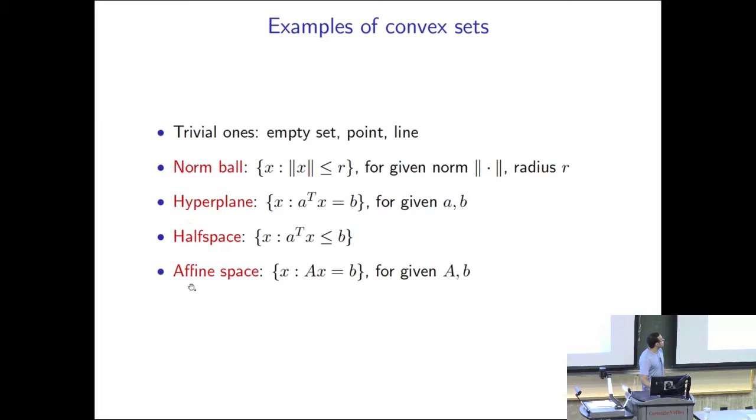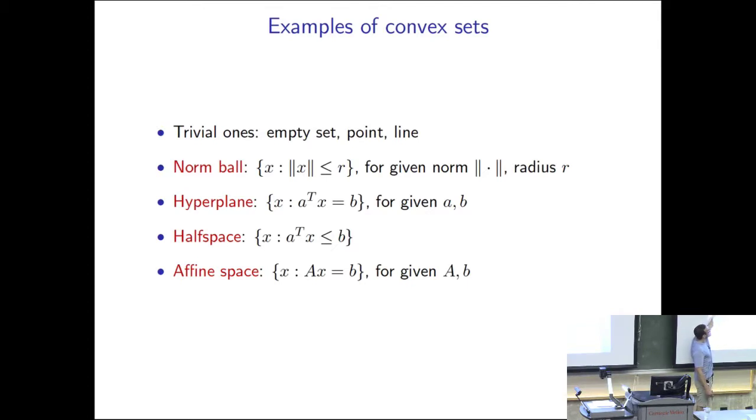Important ones that are not so trivial, a norm ball is convex. If you forget what a norm is, go back and look at your notes from real analysis or look at our supplements. The set of all x such that the norm of x is less than or equal to r for a particular fixed value r, we call a norm ball of radius r. For example, I could use the L2 norm here. It would be the standard Euclidean ball of radius r. That thing is convex. It's also convex for any norm.